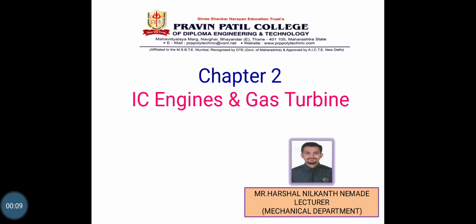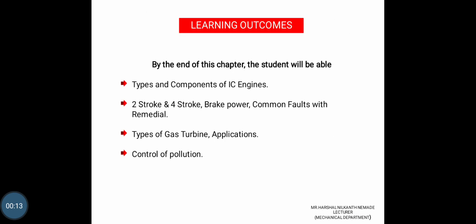Today we will start with chapter number 2, IC engine and gas turbine. Learning outcomes. By the end of the chapter, the students will be able to learn types and components of IC engine, 2-stroke and 4-stroke, brake power, common faults with remedials, types of gas turbine, application, and control of pollution.